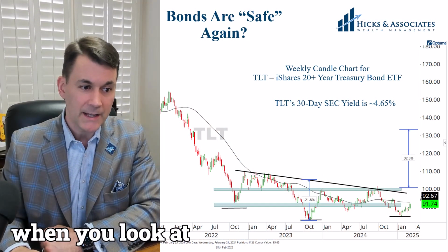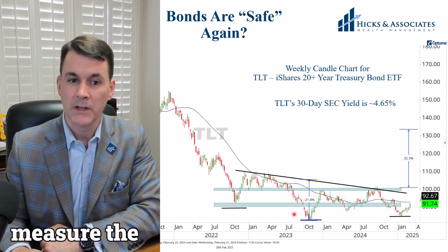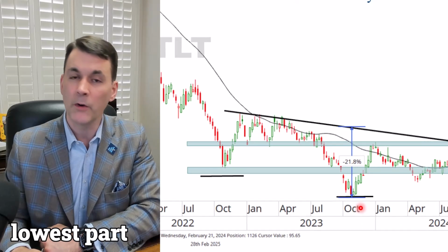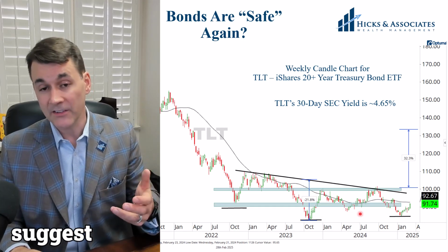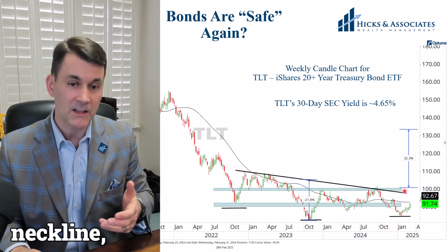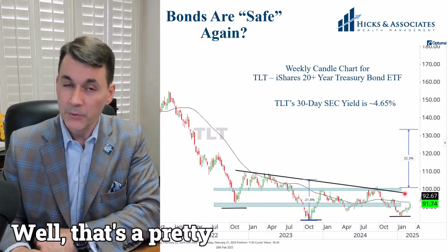In the classical technical analysis tradition, one thing that chartists will sometimes do is they'll measure a price objective. Now, we typically don't use price objectives in the way that we trade and we manage client assets, but let me show you how this would apply to TLT. Traditionally, when you look at an inverse head and shoulders bottom or a regular head and shoulders top, you would measure the distance from the neckline to the lowest part of the head. In this case, it's about 22%. That would then suggest that if the price breaks through that neckline, that's where the price objective would be for, in this case, TLT. Well, that's a pretty attractive trend.